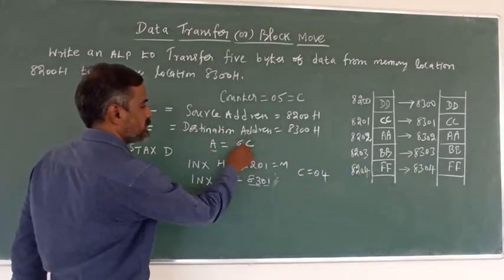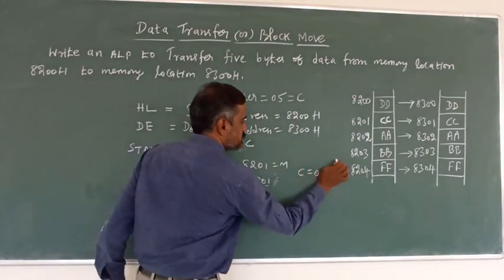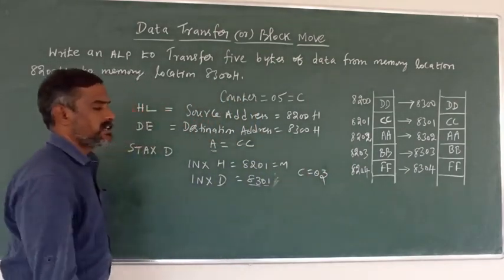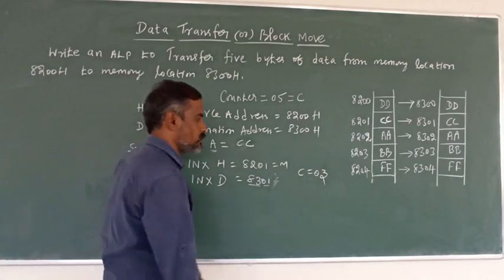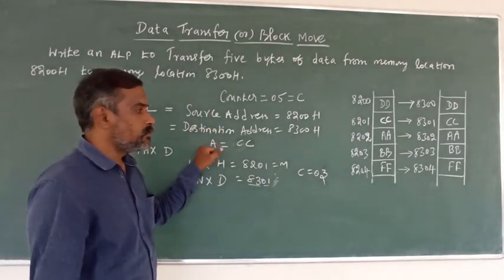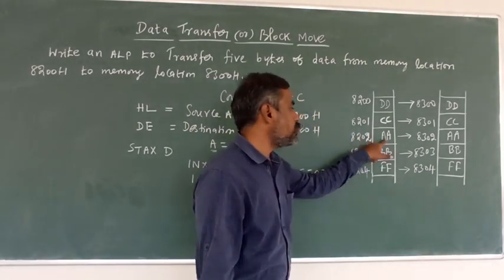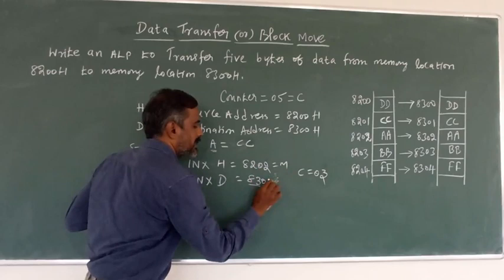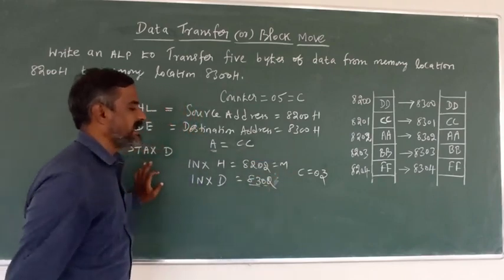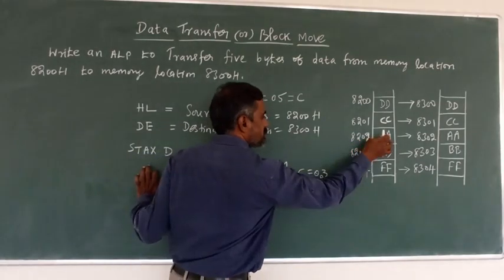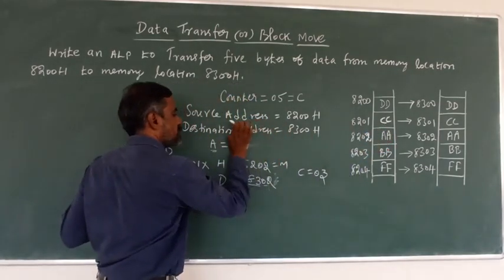Next, decrement the number of data in the C register. Now C equals 03. Check whether it is 0 or not. Not 0 means again jump back to move the memory data to the accumulator. Now memory is 8202 and destination address 8302. The memory data is moved to the accumulator.